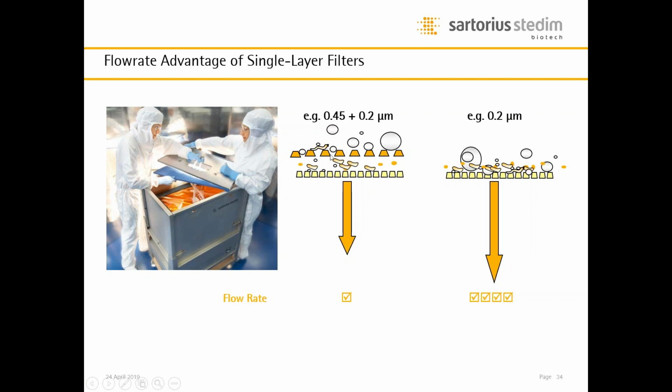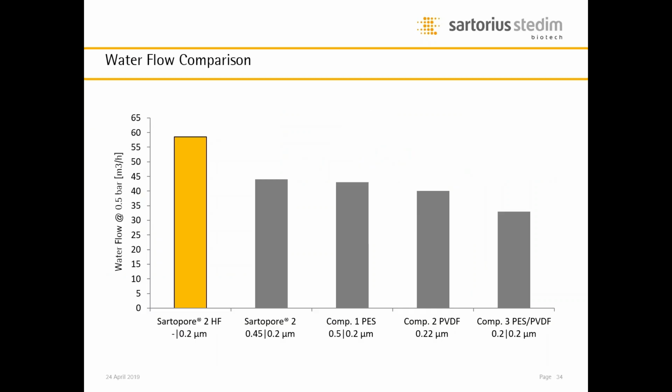So the single layer filter will always show a higher flow rate. So when I come back to the buffer filtration, it makes pretty much sense to use a single layer filter for buffers, for non-blocking buffers, because you do not need the first layer. And by this, you get a higher flow rate and can make your buffer filtration in a much shorter time compared to the double layer filter. So 30% more flow rate is easily possible.